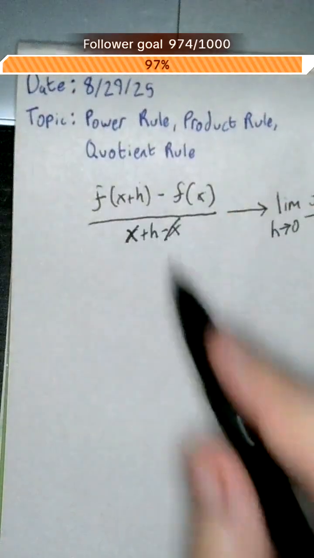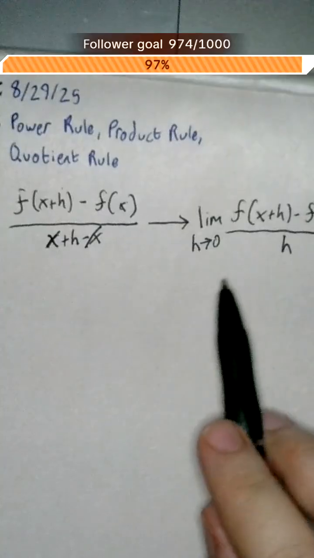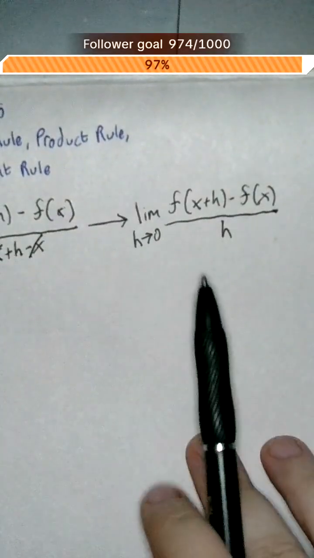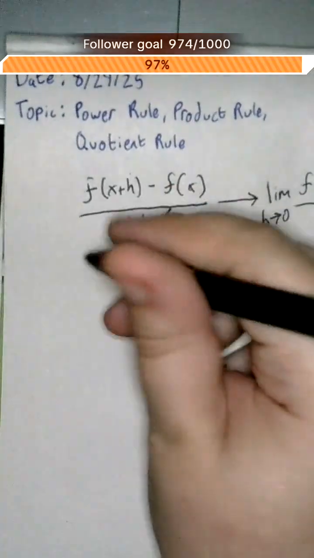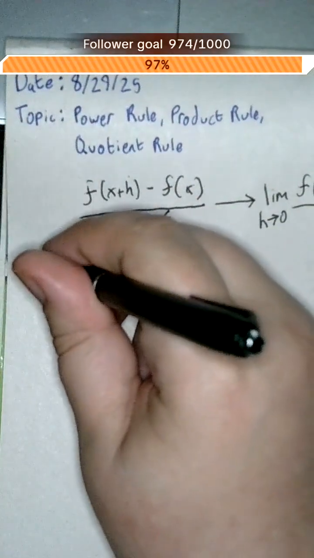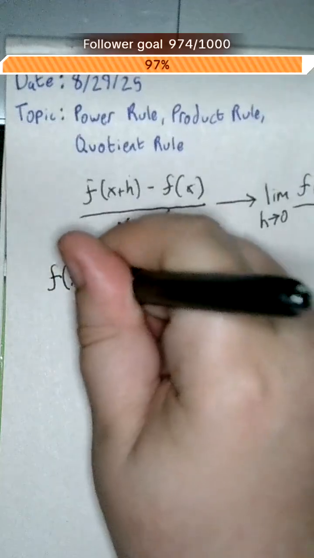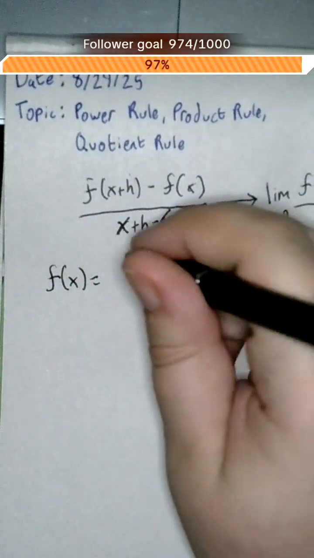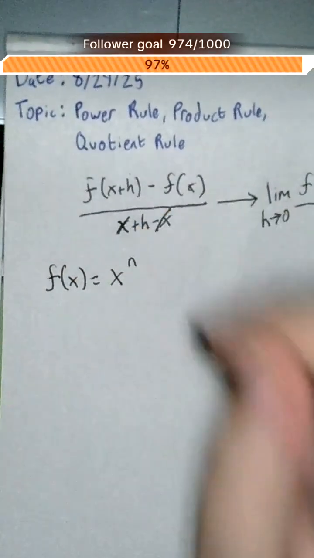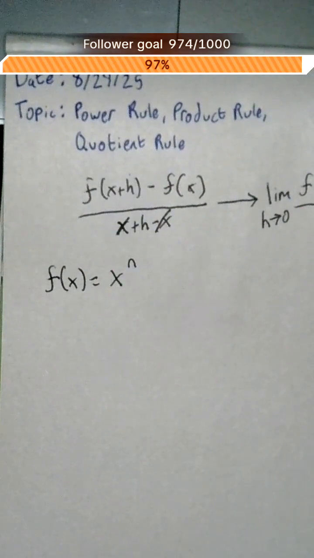So, whenever I have a function, I'm going to use my limit definition of the derivative to take the derivative. So let's call f of x, we're going to call it x to the n. We don't know what n is, but we're going to say n is any number, any real number.